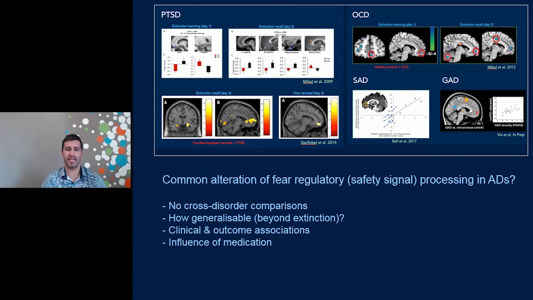If we put it all together, even though there's not a lot of studies, I think it is still a compelling case for some degree of common alteration across the anxiety disorders in terms of this fear regulation, safety processing effect. But let's also remember, as I said, there haven't been really any studies to compare these findings directly. We're not really sure how well they generalize beyond just these experiments of extinction to other types of fear regulation. We really don't know how well they predict clinical outcomes, even in response to treatments. There's only really been that one study, or just naturalistic outcomes over time. This work just hasn't been done.